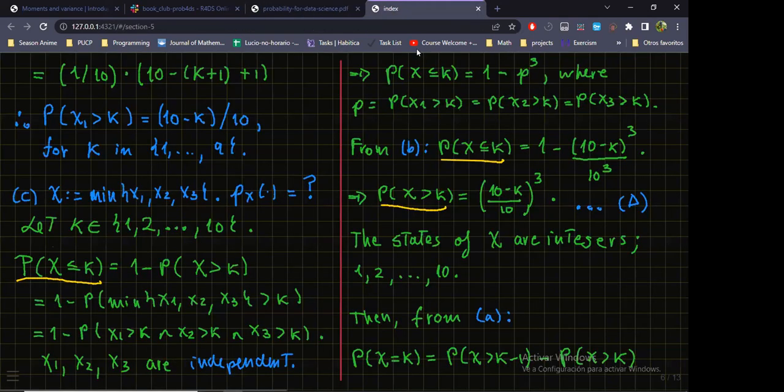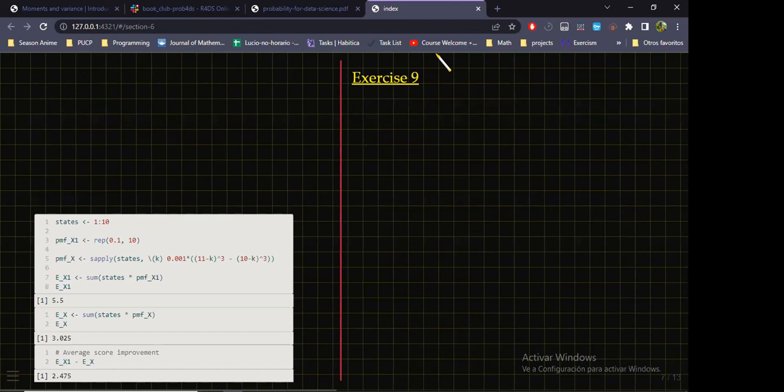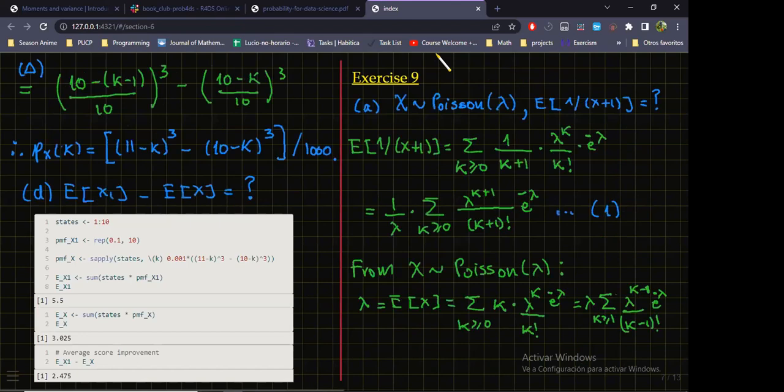So we simply replace, taking into consideration that this x random variable is taking integer states. Simply replace into the formula, and we now get that the PMF of such minimum is this thing. I think this expression can be simplified a little bit more, but I don't want to rest.